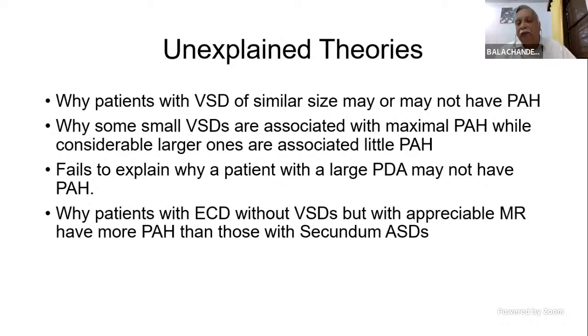There are some unexplained theories still. Why do patients with VSD of similar size may or may not have hypertension? Why are some small VSDs associated with maximal pulmonary arterial hypertension, while considerably larger ones are associated with little pulmonary arterial hypertension? And it also fails to explain why you can have a large PDA and you need not have pulmonary arterial hypertension. Similarly, patients with endocardial cushion defects without VSDs, like ostium primum ASDs, but with appreciable shunts, will have more PH than those with secundum ASDs.